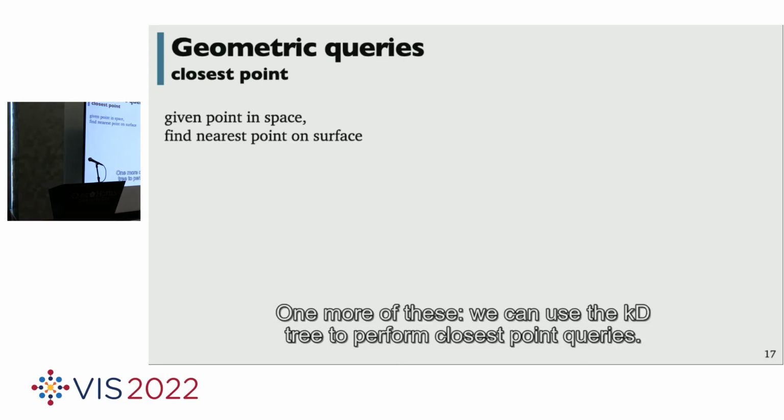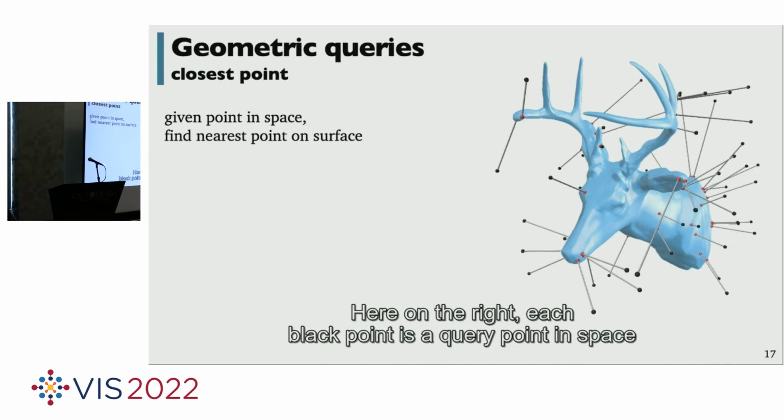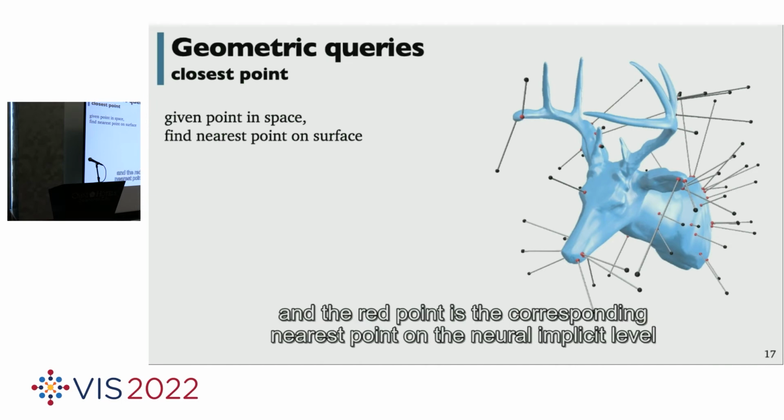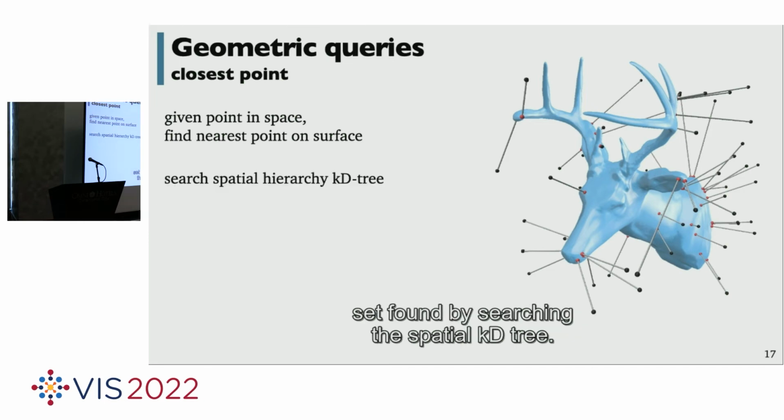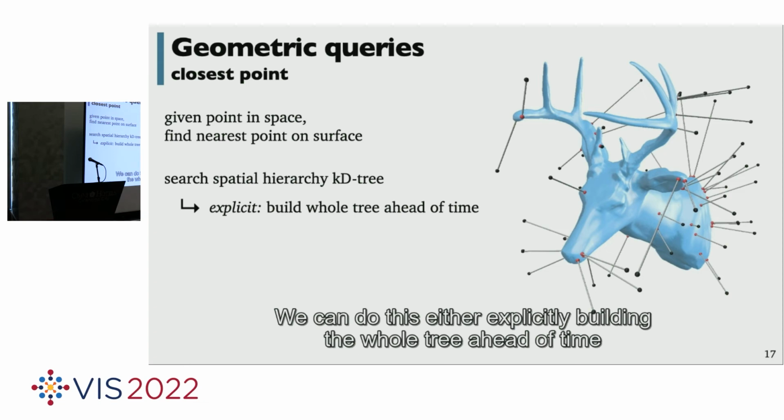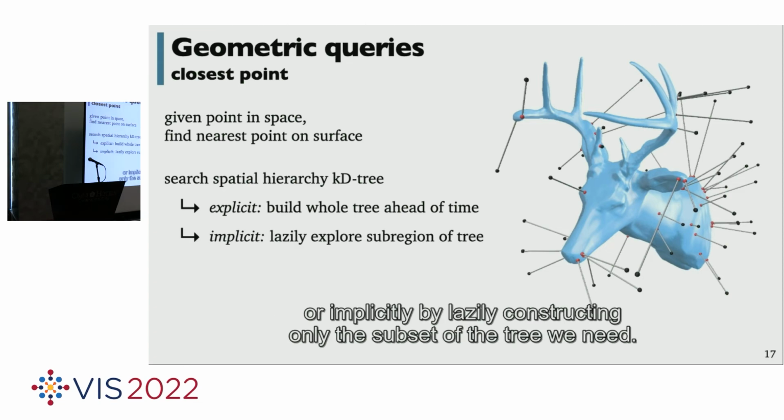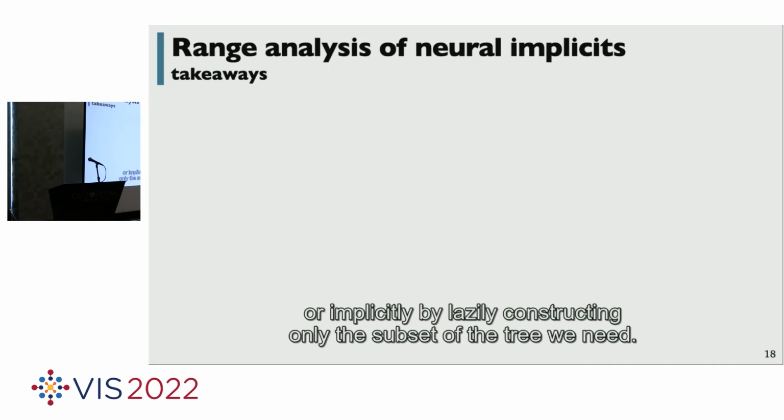And one more of these, we can use the KD tree to perform closest point queries, where here on the right, each black point is a query point in space, and the red point is the corresponding nearest point on the neural implicit level set, found by searching the spatial KD tree. We can do this either explicitly, building the whole tree ahead of time, or implicitly by lazily constructing only the subset of the tree we need.